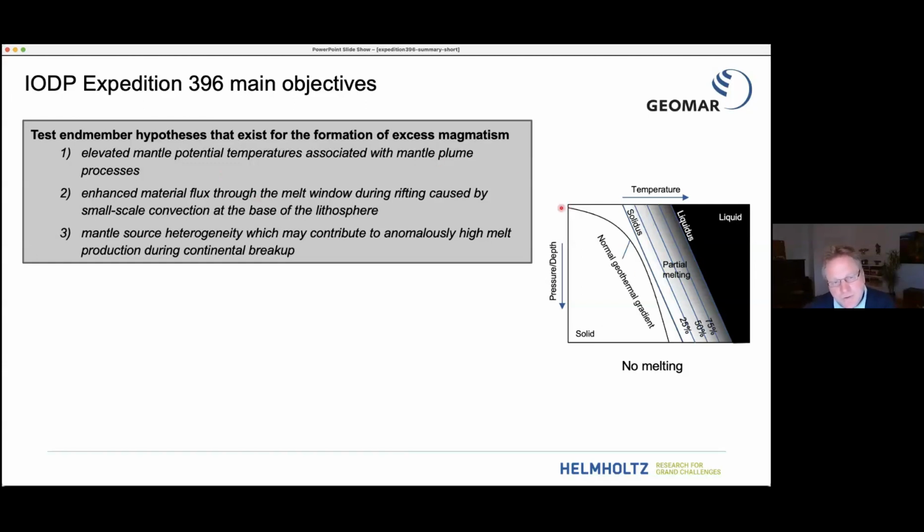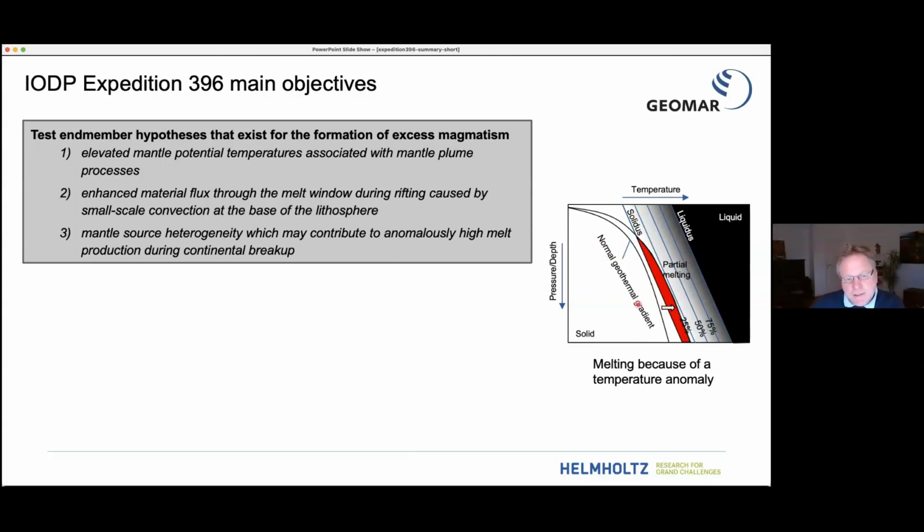I just want to show you very briefly how this works. On the right side you can see the normal geothermal gradient, and the different temperatures it takes to melt the mantle. Normally the geothermal gradient does not form any melts, then you have the solidus temperature at which some melting happens, and you go up to the liquidus temperature when all the mantle rock is molten.